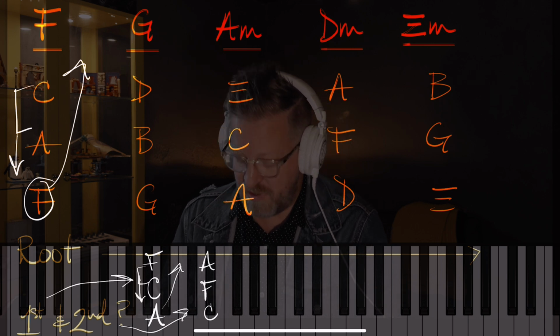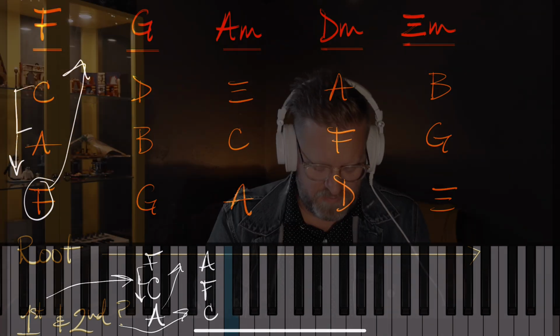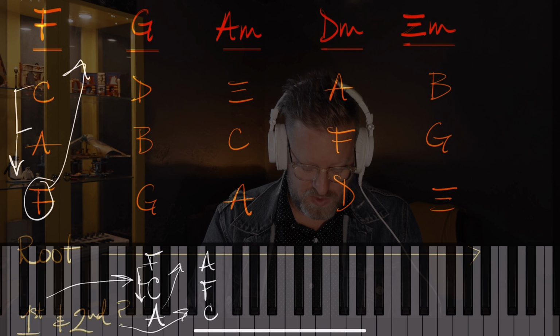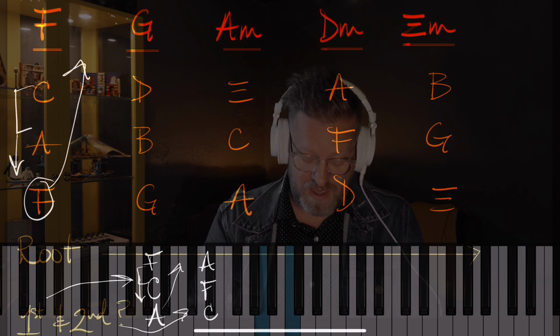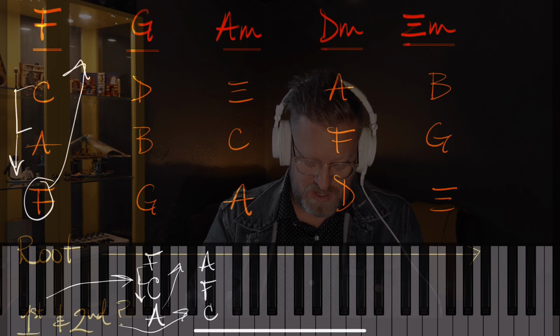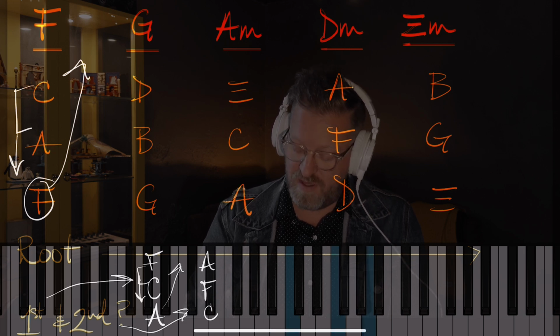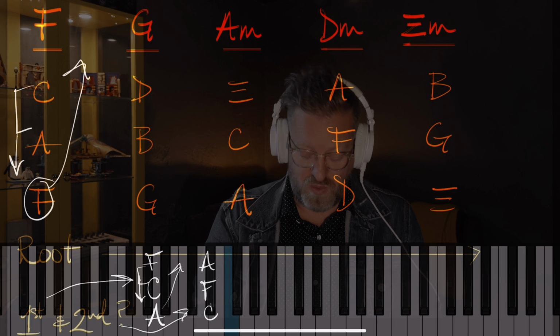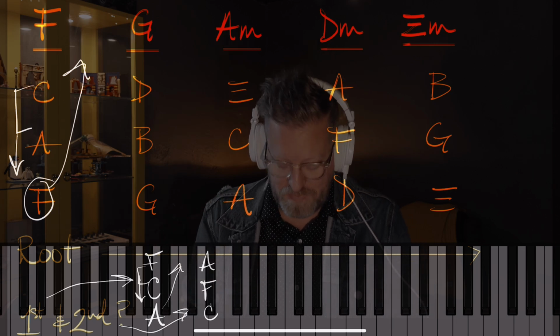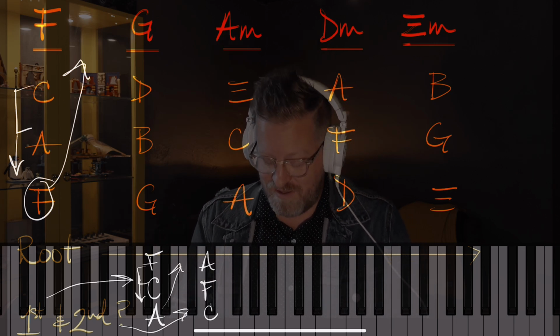So let's play those. So first up is F, A, C. That's root. Next up is first inversion, which we said was A, C, F. And then the last one is second inversion, C, F, A. So 1, 3, 5, 1, 3, 5, and 1, 3, 5 as I put my hands on it, right? So that is F major.